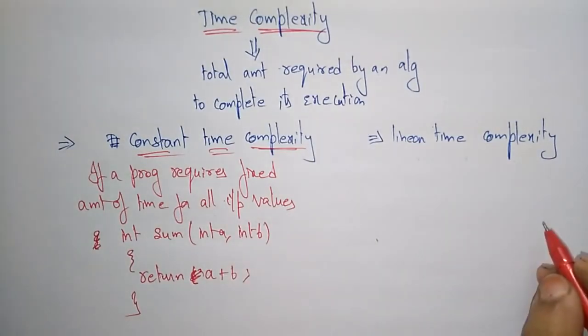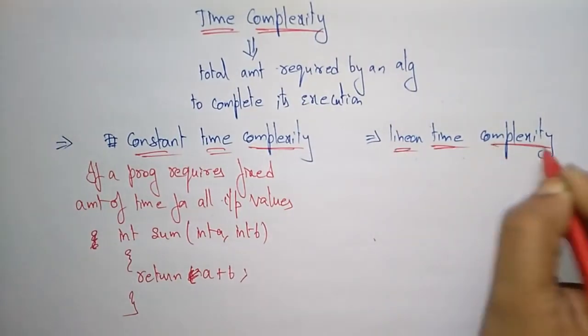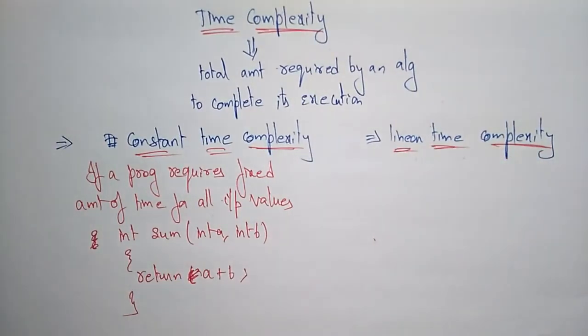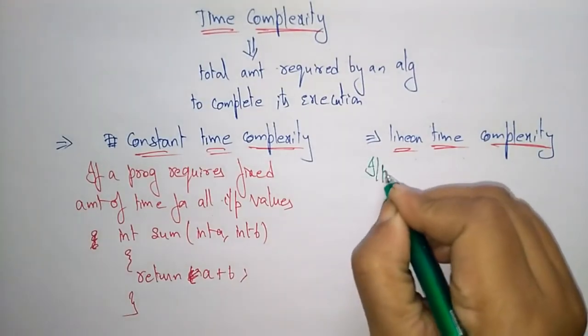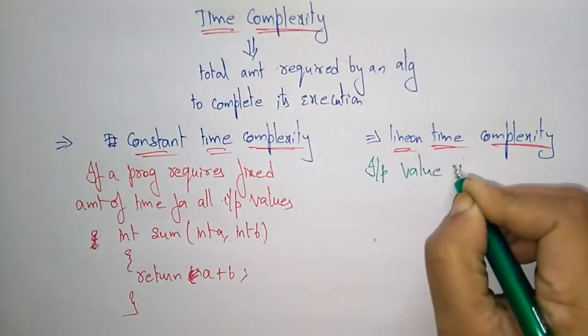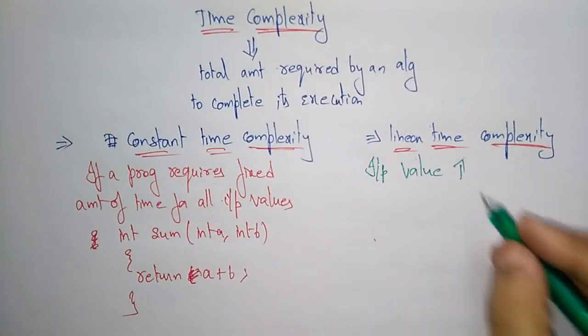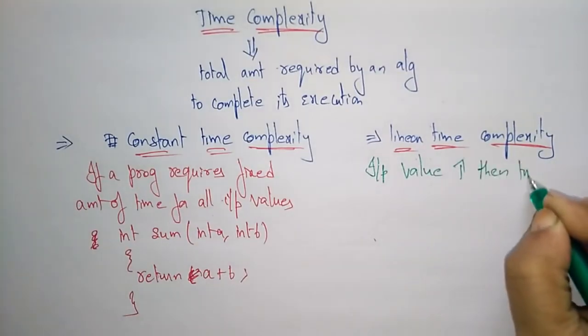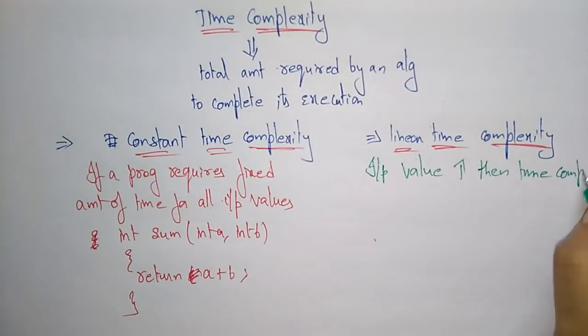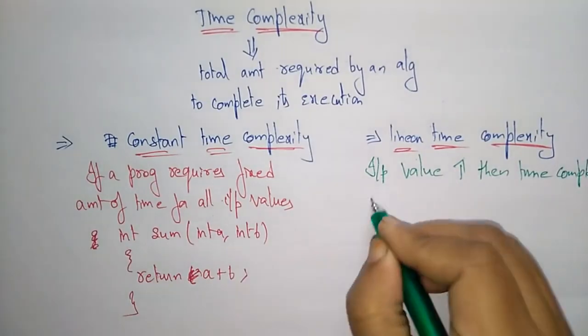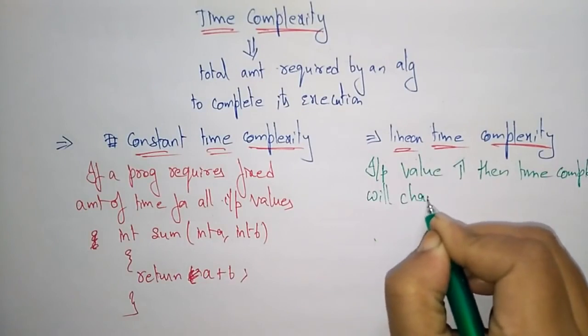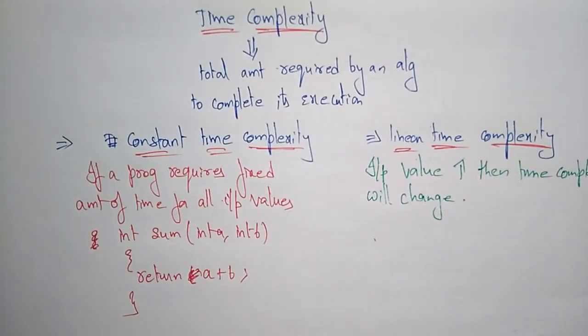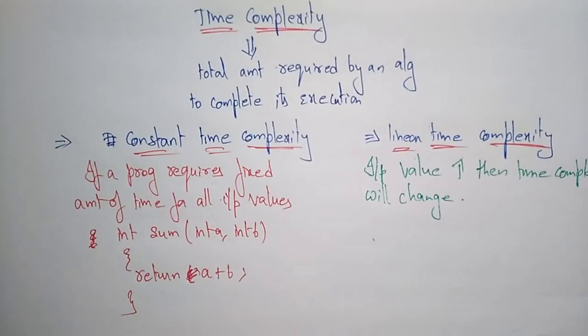So now coming to the linear time complexity. What is this linear time complexity? If input values are increasing, meaning if you are using more input values, then the time complexity will change. Obviously, in the space complexity, if you are using more values, the space will be occupied more.